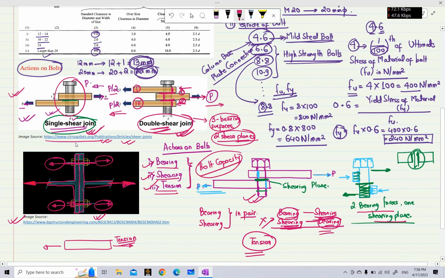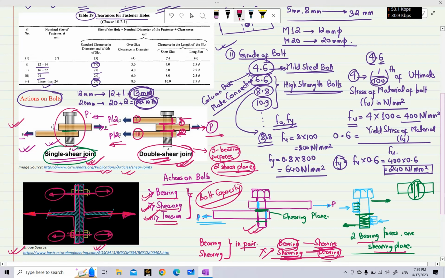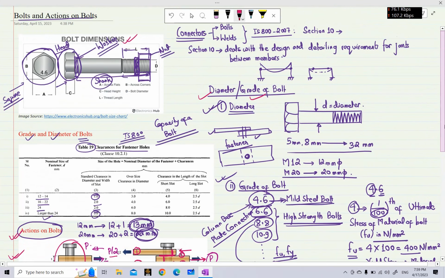So what we discussed today in our first lecture, after our introductory lecture, is first what a bolt is. We looked at a simple diagram of a bolt. We discussed its diameter and grade, and we discussed the important thing, these actions on bolt. We looked at bearing, shearing and tension forces. So this is the end of our lecture on bolts and action of bolts. In our next lecture, we will first look at member forces or forces in the connection, how those forces get transferred in different types of connections, just for some visualization, and then we will go to the capacity calculation of bolt.